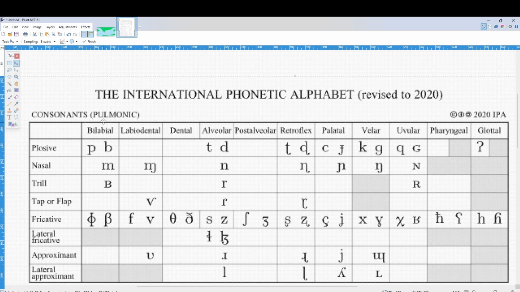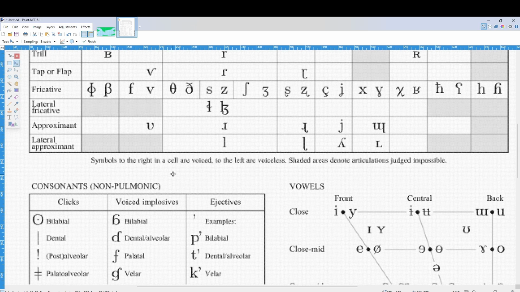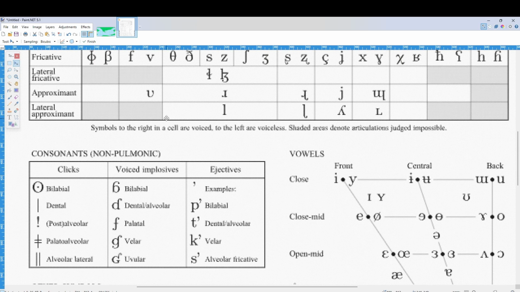Now, if you notice it says pulmonic, this means you have to push air out when you say it. So, if we go down naturally, you'll find the non-pulmonic consonants. Don't even try to get me to do the implosives. I can't pronounce them, except the uvular implosive.